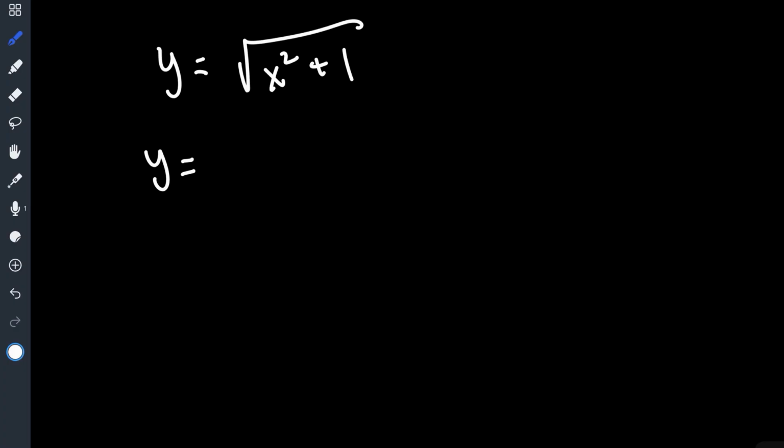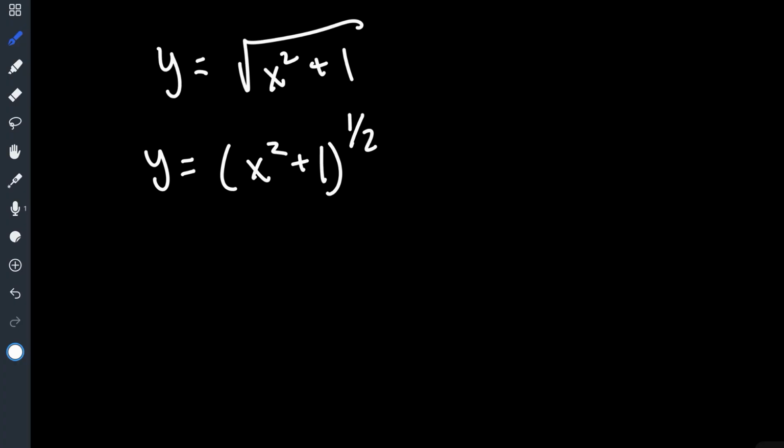Now let's try one that's a little bit more challenging. y equals the square root of x squared plus 1. The first thing I'm going to do is rewrite the square root as a power. So y equals (x squared plus 1) to the 1/2 power, because the square root is the same thing as taking something to the 1/2 power. Now, this looks like a normal chain rule problem.